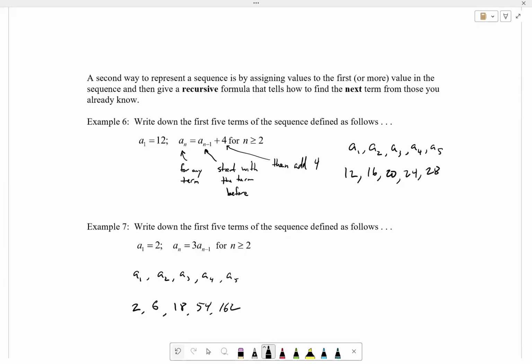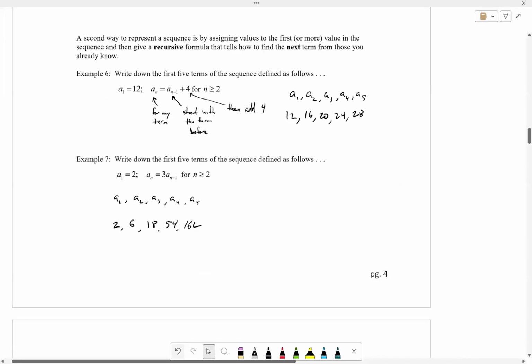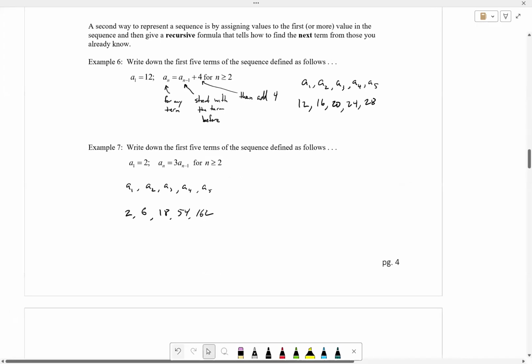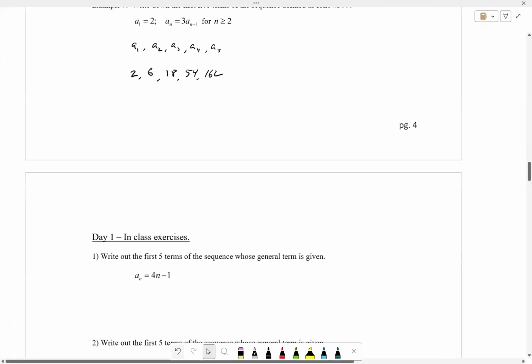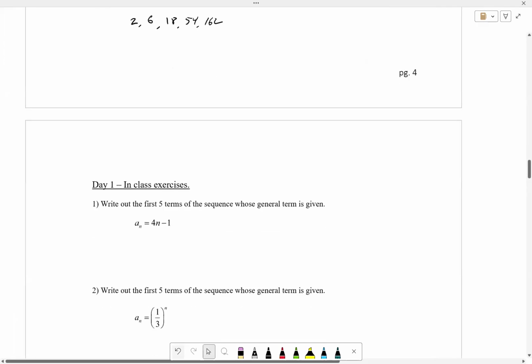Okay, no biggie. Kind of nice though. So those of you going into computers, you'll have a little bit of a window into that idea. That's all I've got for you today. We have some in-class exercises you can work on.